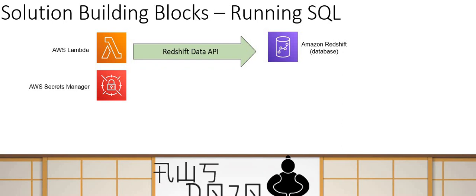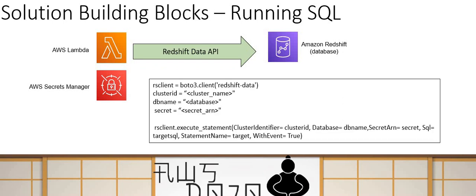And since AWS Lambda needs to know the login and password, or credentials, of the Redshift cluster in order to execute the Redshift Data APIs, those credentials are stored in AWS Secrets Manager, and AWS Lambda simply fetches the Redshift credentials from the Secrets Manager to execute the SQL statement on the Amazon Redshift cluster using the Data API. So this is the code snippet of how it works actually.